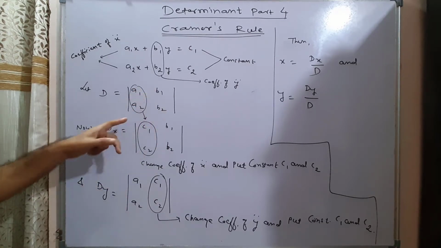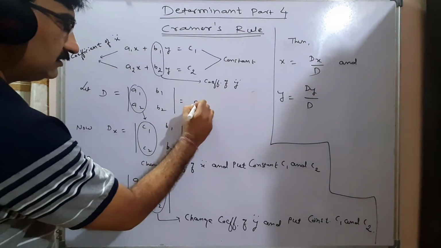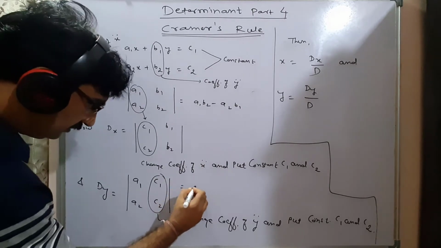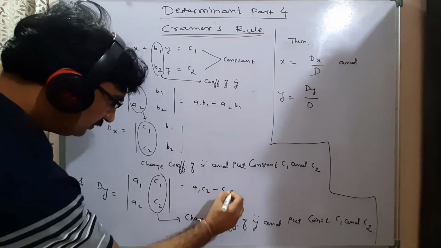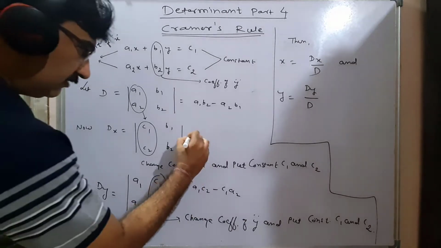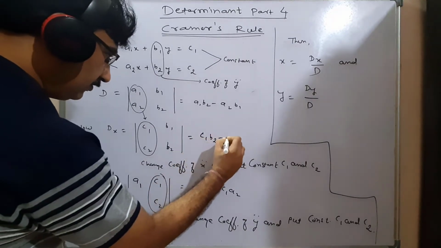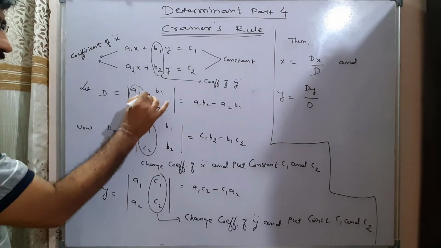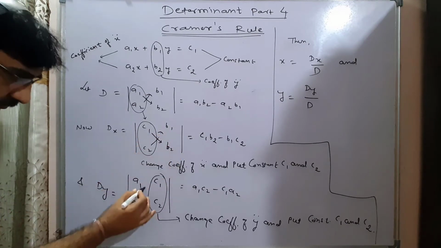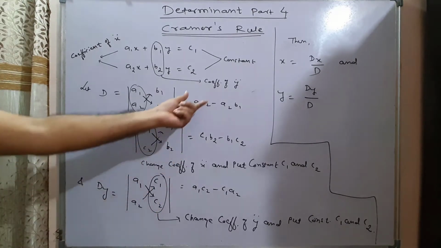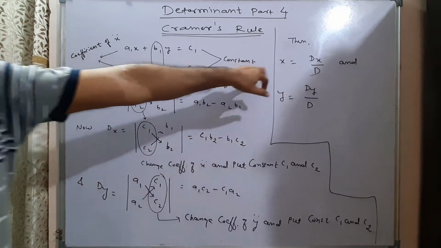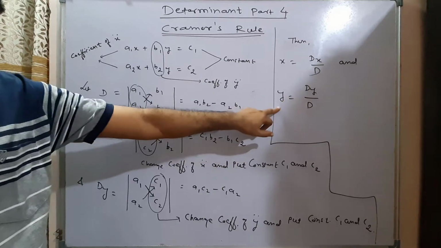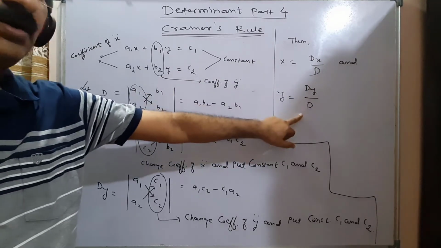Now you take the calculation. We know what the calculation is: a1, b2 minus a2, b1. What is the calculation here? a1, c2 minus c1, a2. Okay. What is the calculation here? c1, b2 minus b1, c2. So in such a way, we take the calculation of these by cross multiplication. Then we find the value of x by using the formula dx upon d. For y, you have to get the value dy upon d.